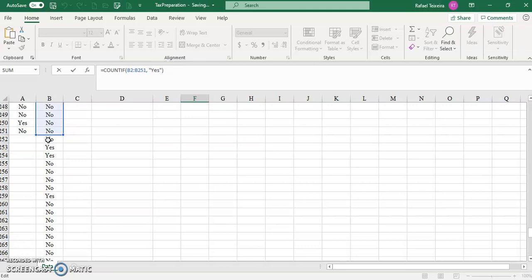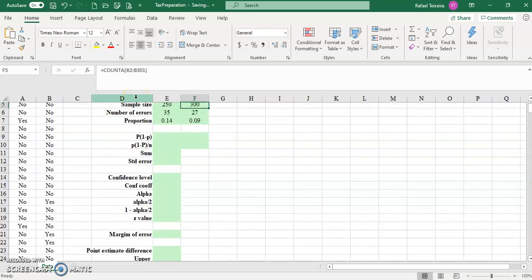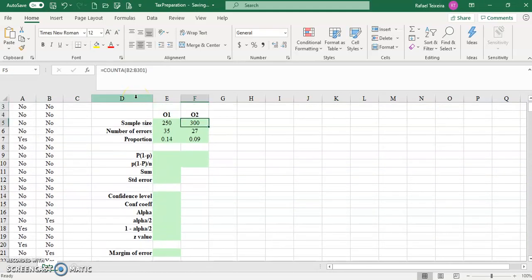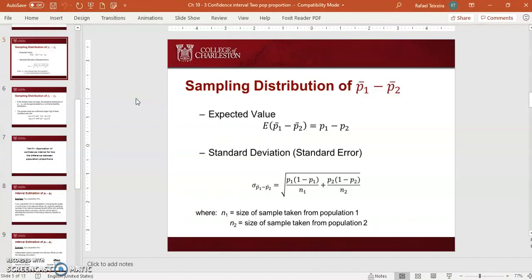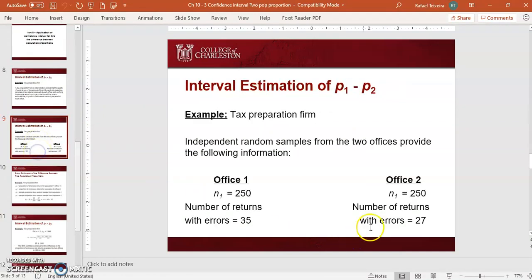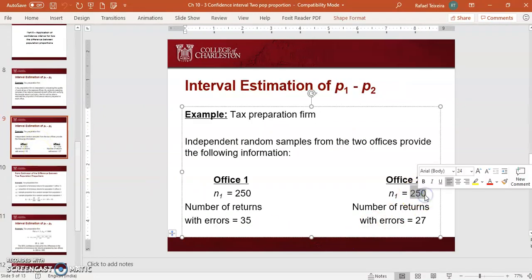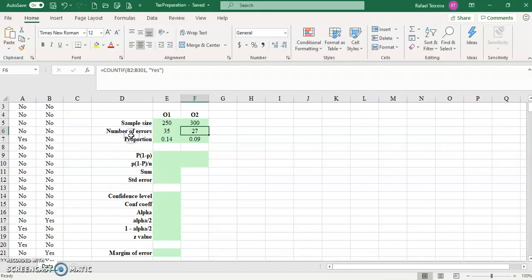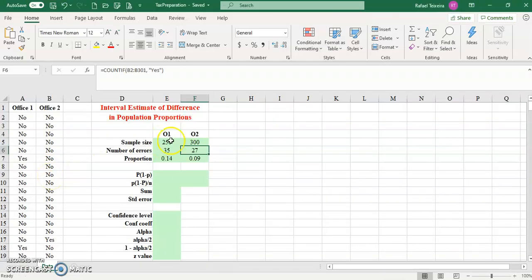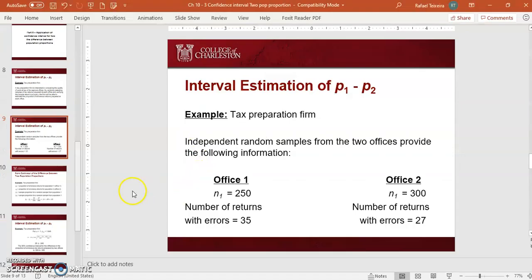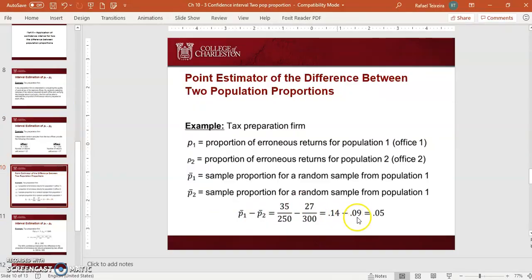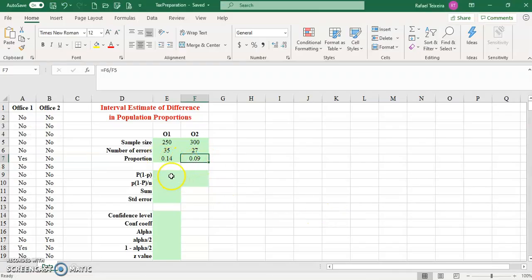21. Let me check. Oh, there is more here. That's the reason it's good to check. I have 300 cases and 27 erroneous. So the data set is a little bit different than what we have in the slides. Here it says 250, it's really 300, because the data set has 300. The proportion is what we have in our slides. So those are the proportions.